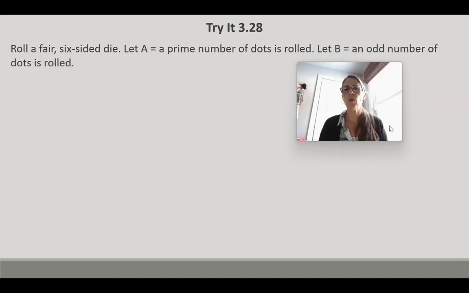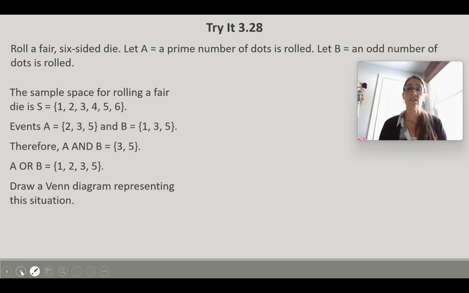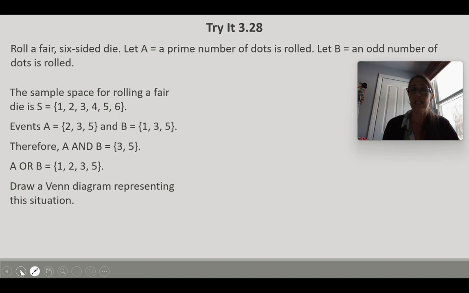So a lot of examples showing these kinds of ideas, but each one, I think I'm trying to show you something a little bit different. So we're going to roll a fair 6-sided die. Let A equal a prime number of dots is rolled, and event B is an odd number of dots is rolled. So the sample space for rolling a fair die are the numbers 1 through 6. Event A is going to be 2, 3, and 5. Those are the prime numbers in this sample space. And then B is 1, 3, and 5, the odd numbers in this sample space.